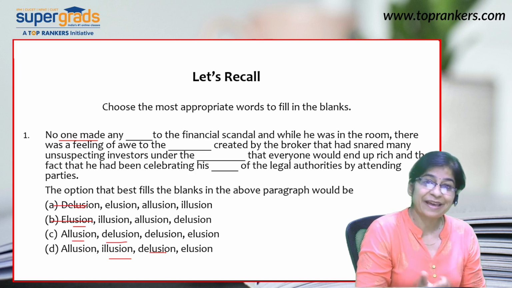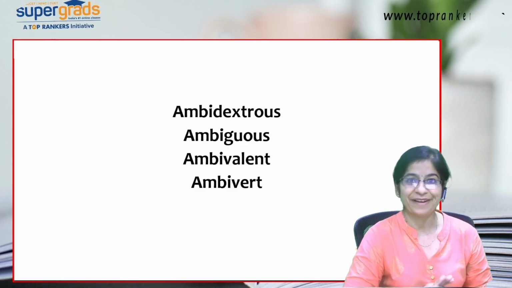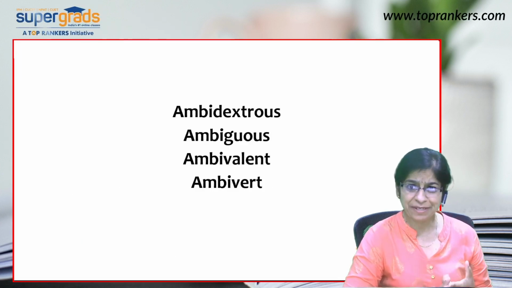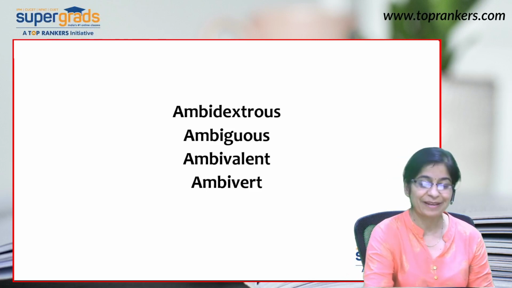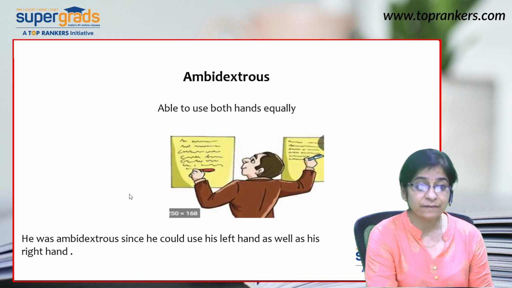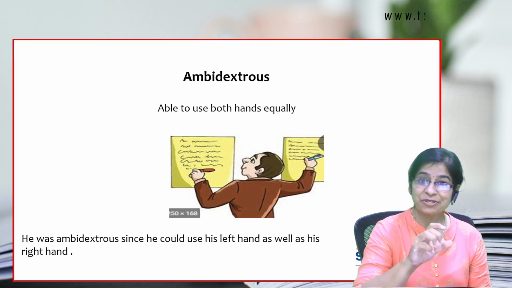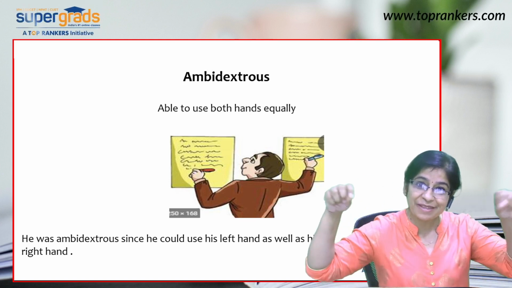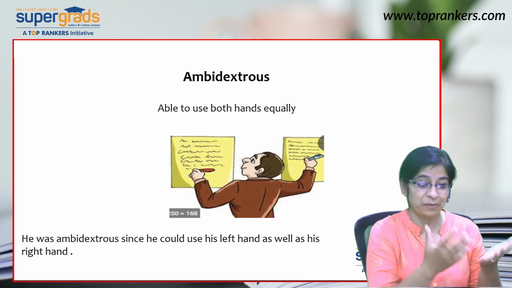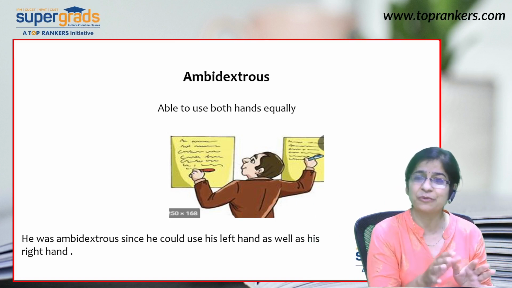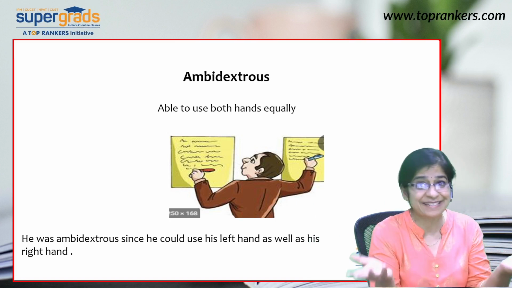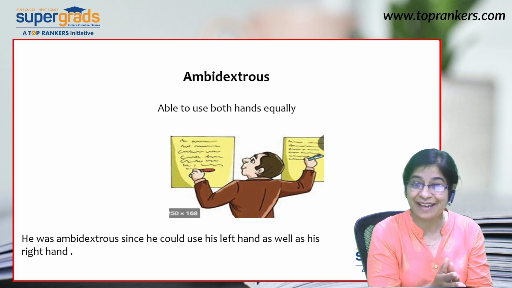Now let's take a look at the next set of words. All right, the next set of words: ambidextrous, ambiguous, ambivalent, and ambivert. Now let's take a look at the meaning. The first word is a very positive word. It's a quality that not all of us have: ambidextrous. Now, ambidextrous is somebody who can use both the hands equally. Now, he was ambidextrous since he could use both his left and his right hand. Amazing quality to have, right?